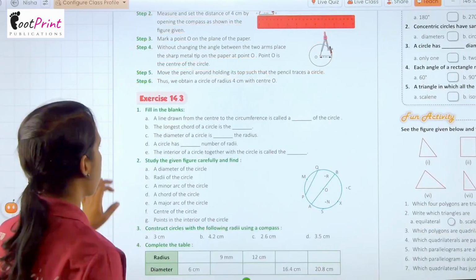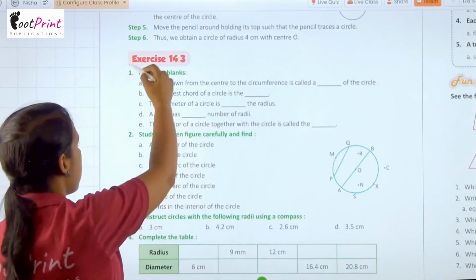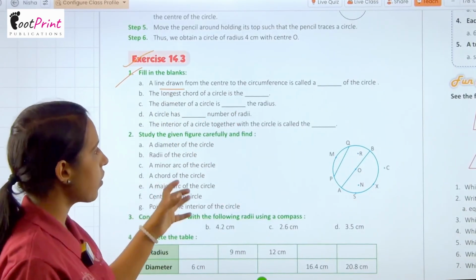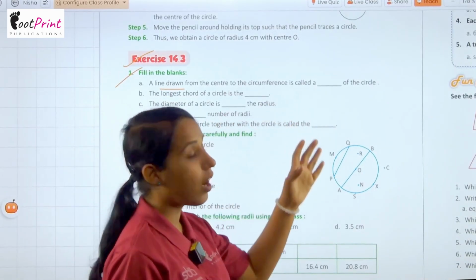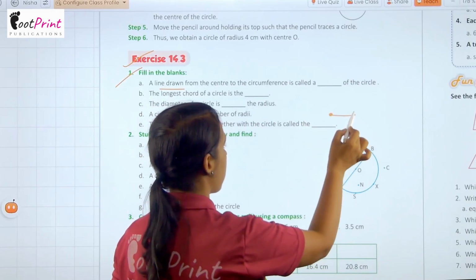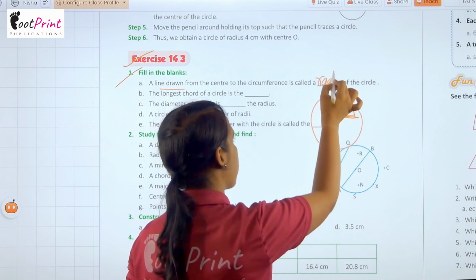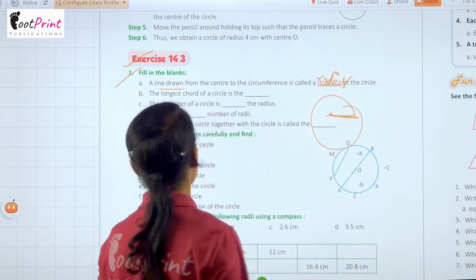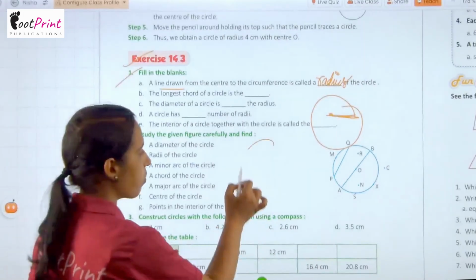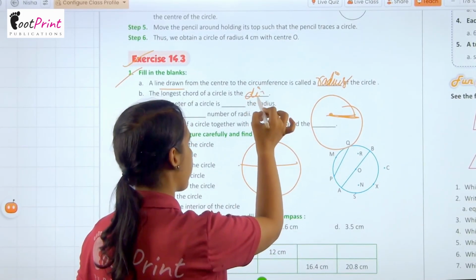Now we have an exercise on the basis of the concept of circle. Exercise 14.3. The first one is fill in the blanks. A line drawn from the center to the circumference is called a radius. If a line is drawn from the center to the circumference, we call that radius. The next one is the longest chord of a circle. The longest chord passes through the center, which means we can say that is the diameter.